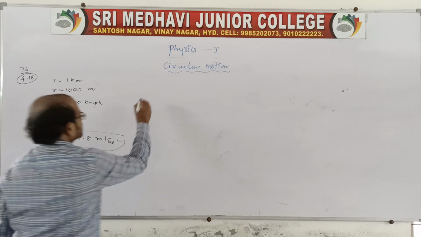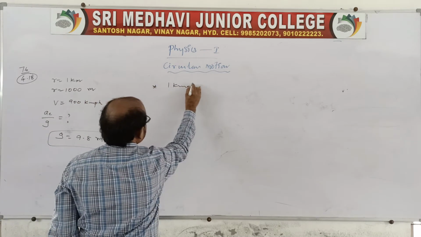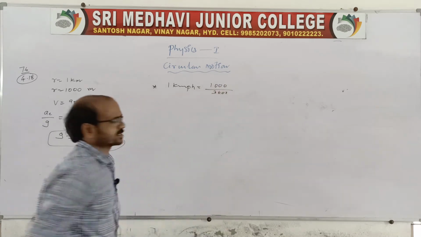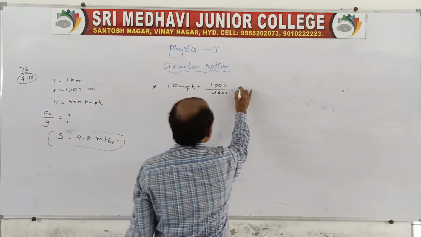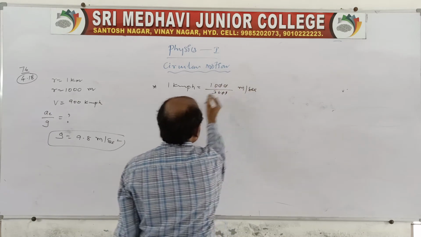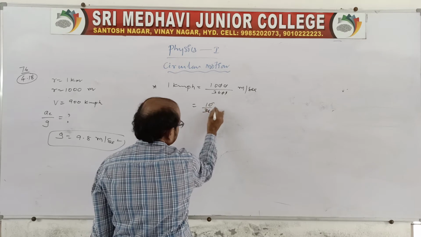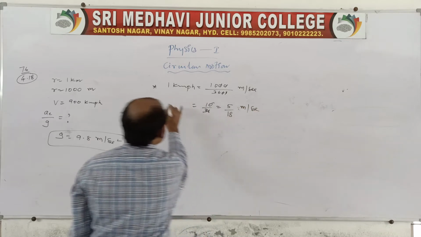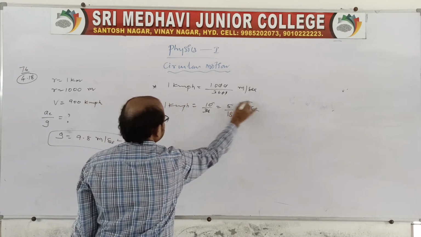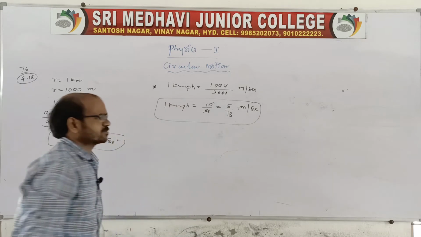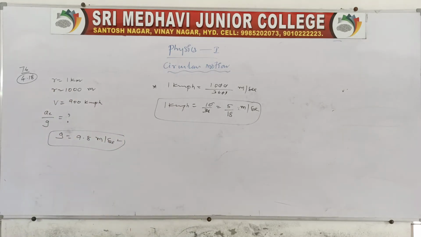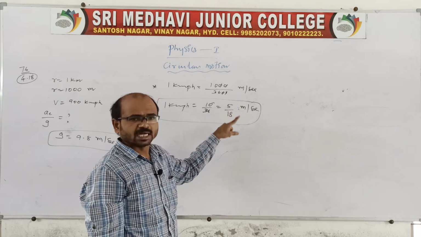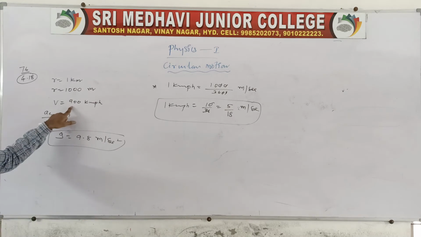I'll tell you the conversion. For 1 kilometer per hour, kilometer is 1000 meters and hour is 3600 seconds. Converting into meter per second, it is 10 by 36, that is 5 by 18. So if anywhere speed is given in kilometer per hour, you multiply with 5 by 18 to convert into meter per second. 1 kilometer per hour is equal to 5 by 18 meter per second.